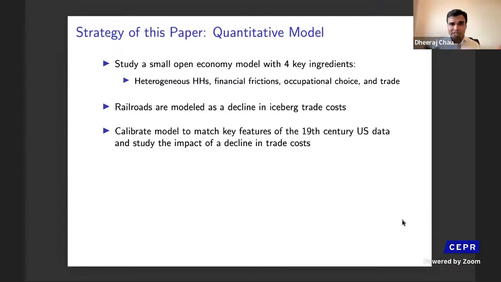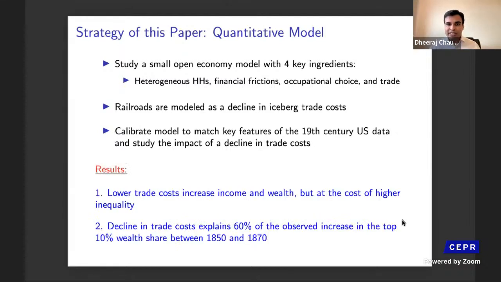And so you can just think of it as a dynamic Melitz model where every firm is owned by a household who makes consumption-saving decisions and can potentially be financially constrained. I do not model railroads, but in this framework, railroads are simply a device that lead to a decline in iceberg trade costs. So I calibrate this small open economy, or this representative county, to match key data features of the 1850 US. And then I feed in the empirically observed decline in trade costs and study what happens in this model economy.